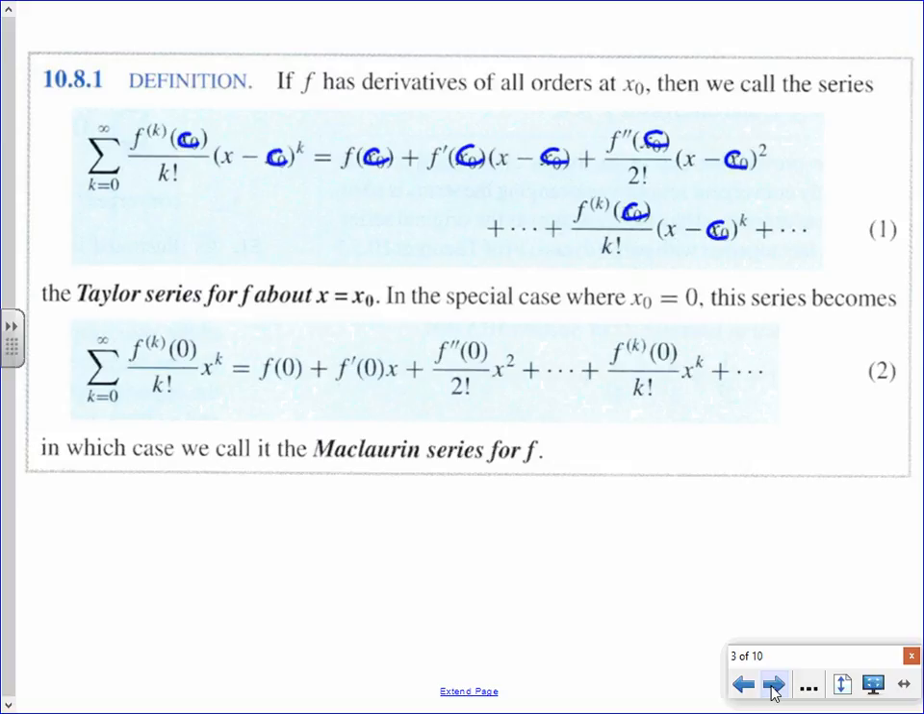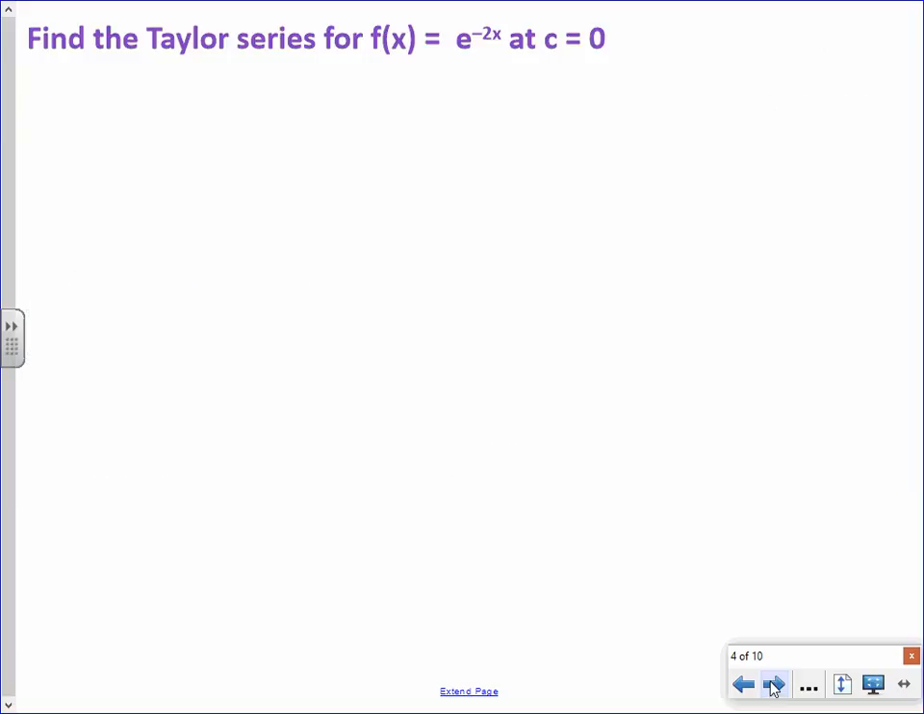All right. So, for example, I want a Taylor series for e to the negative 2x at c equals 0. So basically this is a Maclaurin series. Sometimes I'll call it a Maclaurin series. Sometimes I'll call it a Taylor series centered at 0. You should go with the flow, right?